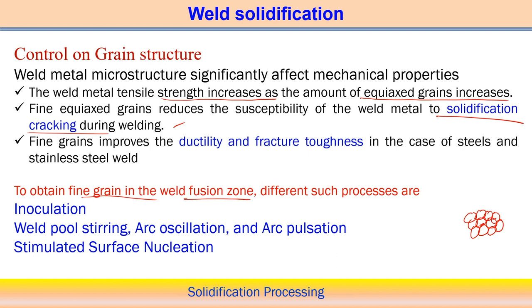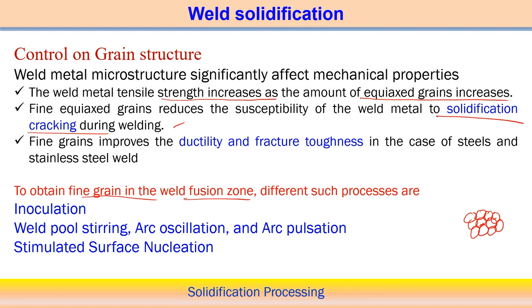Another is weld pool stirring action. That means the mixture of the convective current of the weld pool, if we promote it much more, also influences the formation of an almost equiaxed and fine structure. Then arc oscillation: we can periodically oscillate the arc at a particular magnitude, which also improves the transfer of heat or energy. If you fluctuate it, it influences the grain structure and the heterogeneous nucleation process associated with the welding.